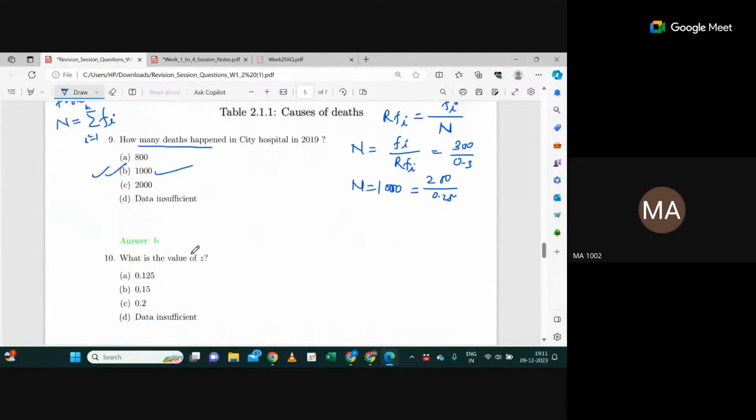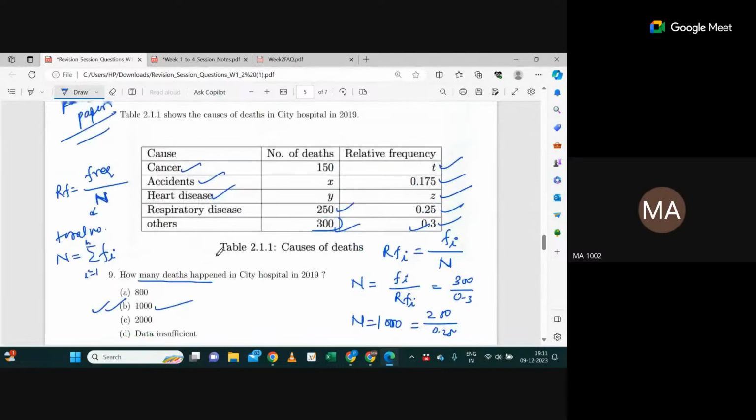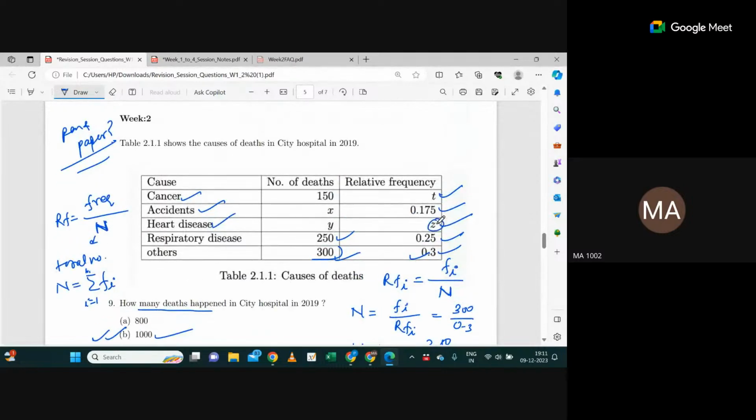Okay, find out the value of Z. What will be the value of Z? So Z is this. You have to calculate the value of Z. How will you calculate? Tell me.